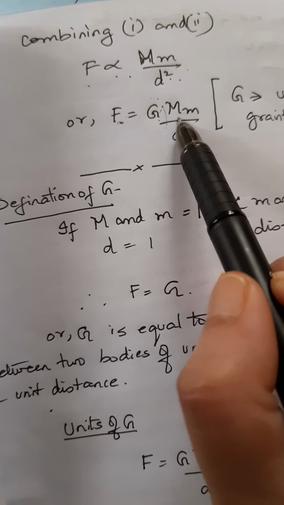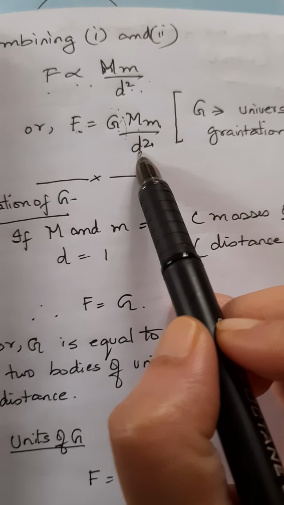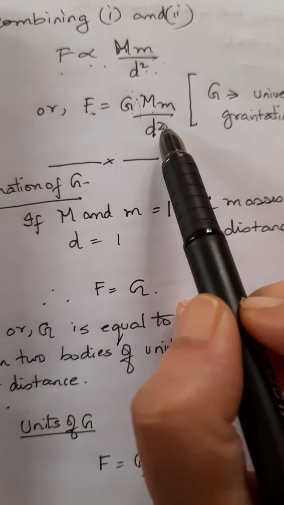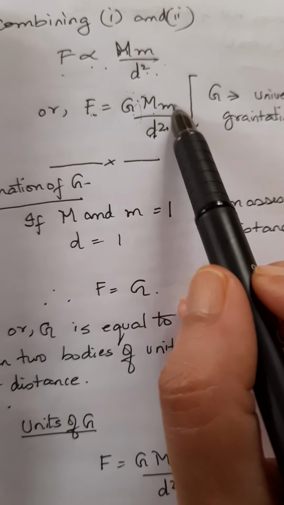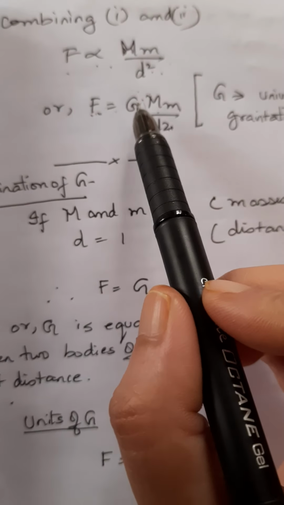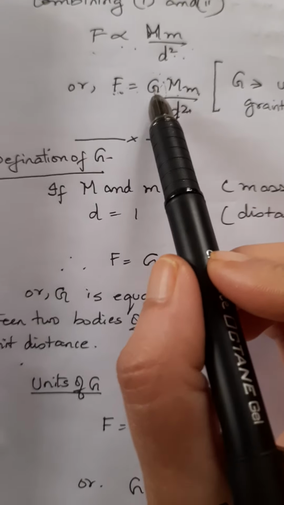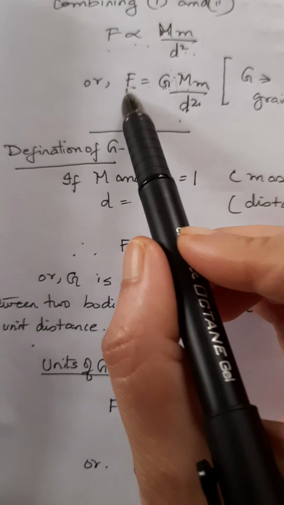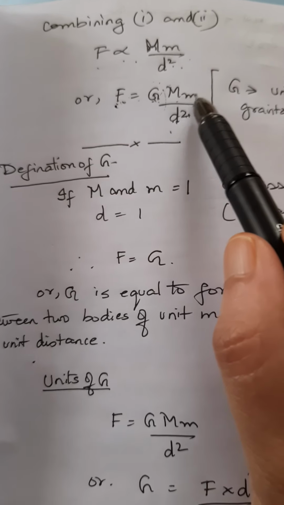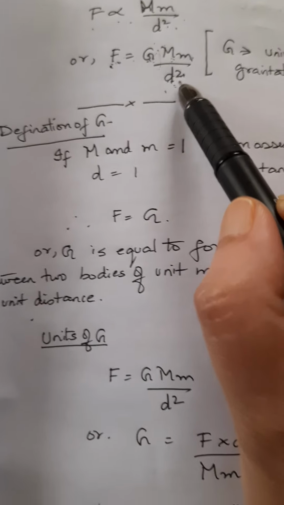Now let me see what exactly this G is. If I consider the two masses to be 1 kg each and the distance between the two objects to be 1 meter, then everything here becomes equal to 1. So ultimately I get F is equal to G. That means this gravitational constant is nothing but the force of attraction between two bodies having unit masses and separated by a unit distance.